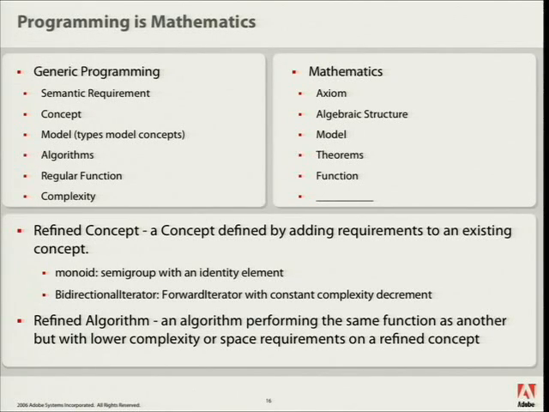So an algorithm is written in terms of concepts, just as a theorem is written in terms of an algebraic structure. Both rely on axioms for the correct definition. So a regular function, a function with no side effects, corresponds to just a mathematical function. And the one thing we have as computer scientists that mathematicians don't have to worry about is complexity. We have to worry about how long it actually takes to compute the answer.